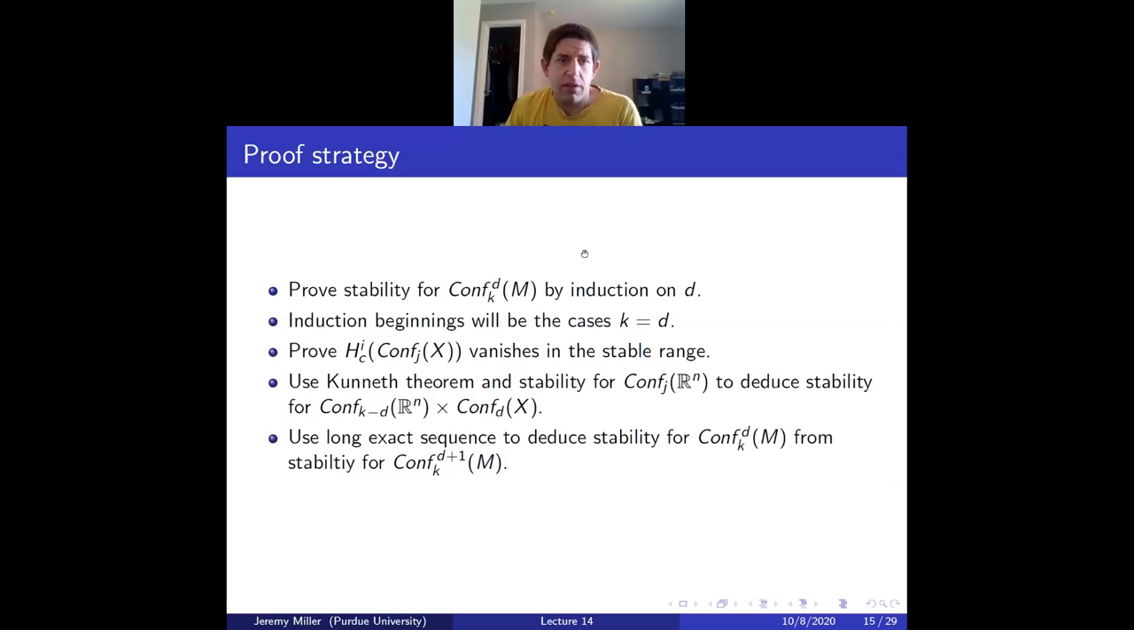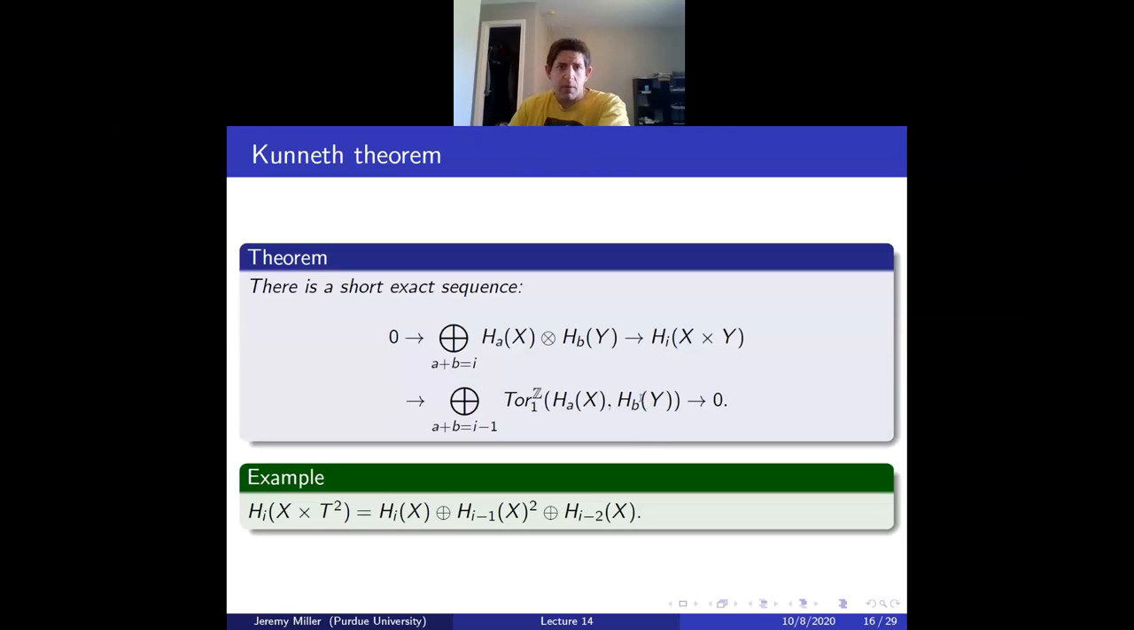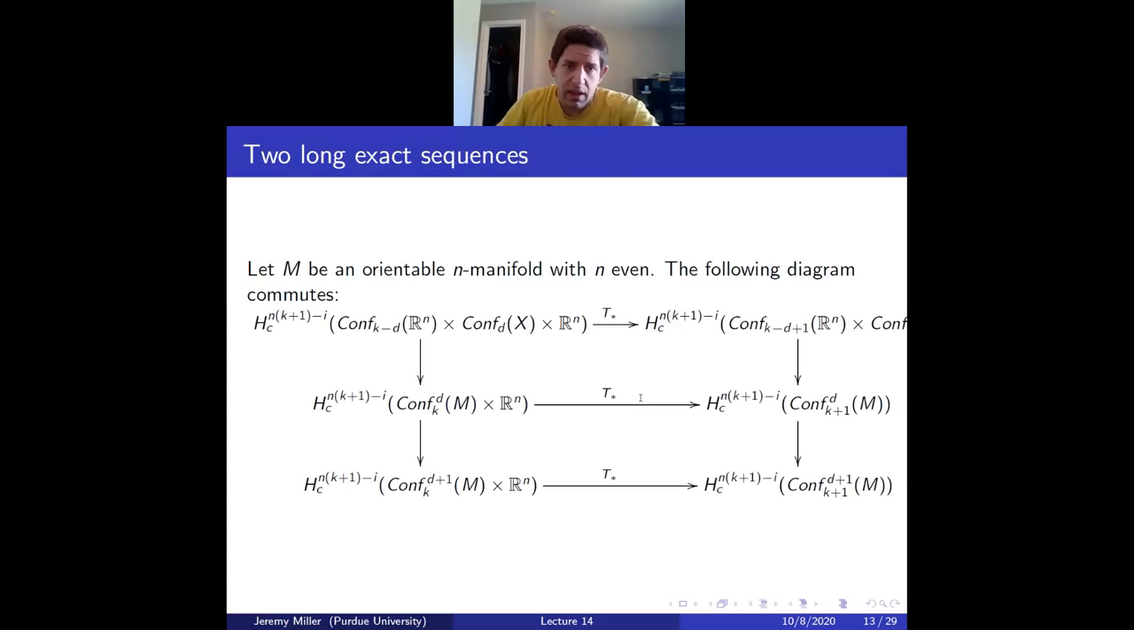Okay, so the proof strategy: we're going to prove stability as K increases for Conf_K^D by induction on D, beginning in the case that K equals D. The main observation is that the compactly supported cohomology of configurations of points in X vanishes in a range, and then we'll use a Künneth theorem to study the product, and then we'll use the long exact sequence and the five lemma.